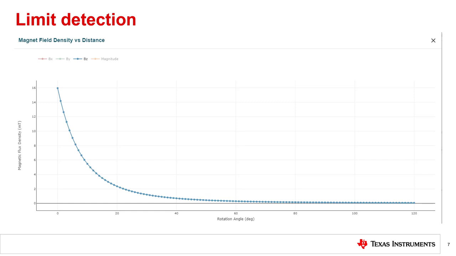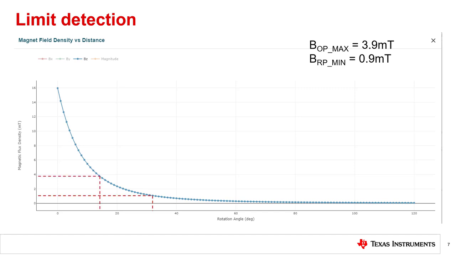This device has a maximum operating threshold of 3.9 millitesla and a minimum release threshold of 0.9 millitesla. If we compare these thresholds to our plot, we would expect to see the device operate and release within this window. Note that it is wise to run these simulations using the maximum operating threshold and minimum release threshold for the sensor to ensure these corner cases are accounted for. These settings can be configured under the Sensor Specifications tab in the TIMS simulation configuration.